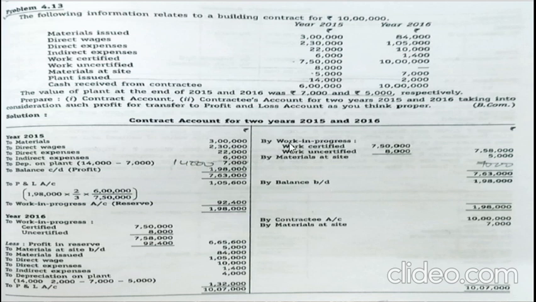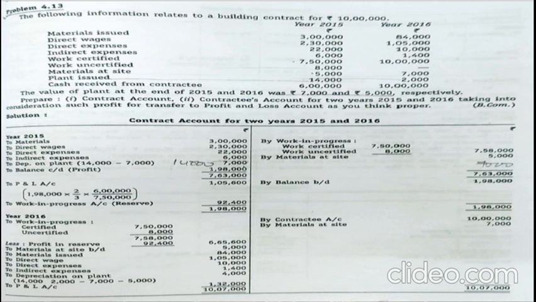For 2015, work certified is 7,50,000, and the contract price given in this problem is 10 lakh. So 7,50,000 divided by 10 lakh gives 75%. This 75% lies in the slab of 2/3, so for anything from 50 to 90%, the formula is notional profit into 2/3 into cash ratio.